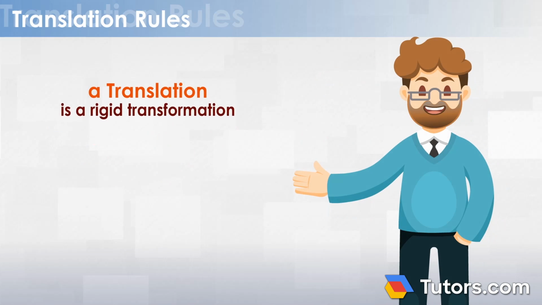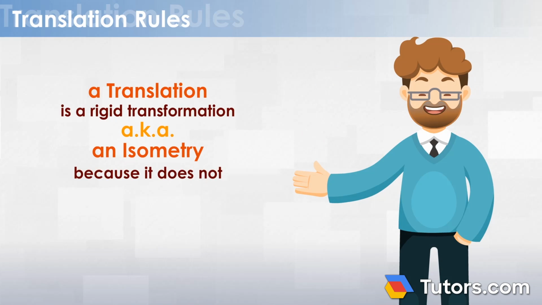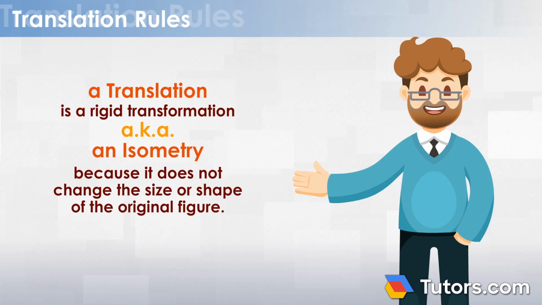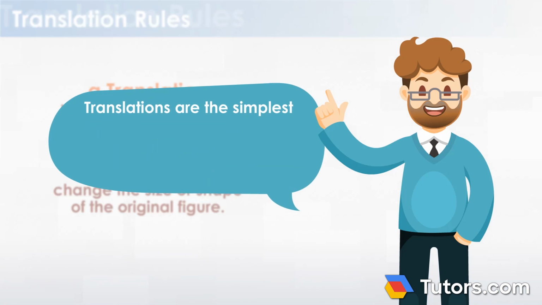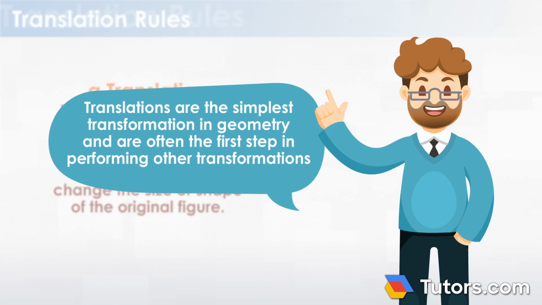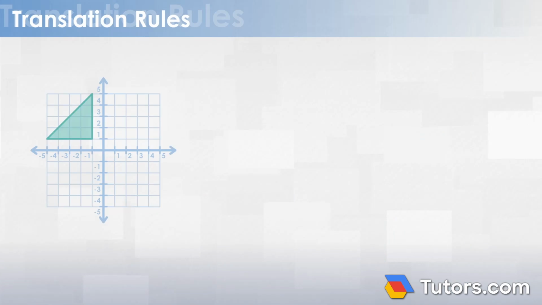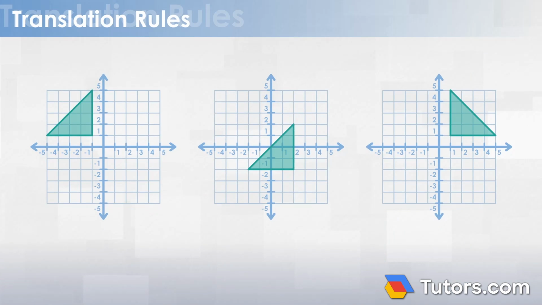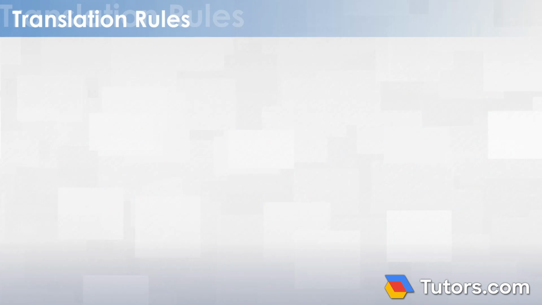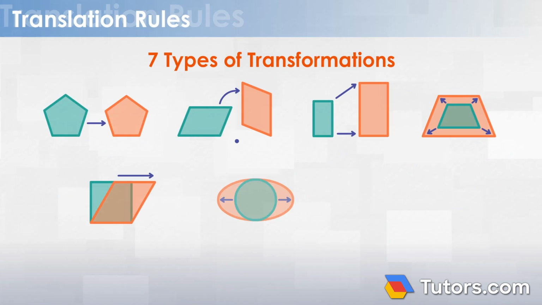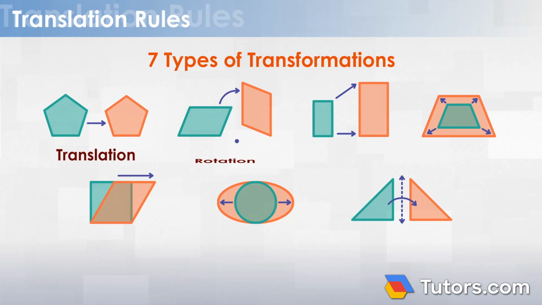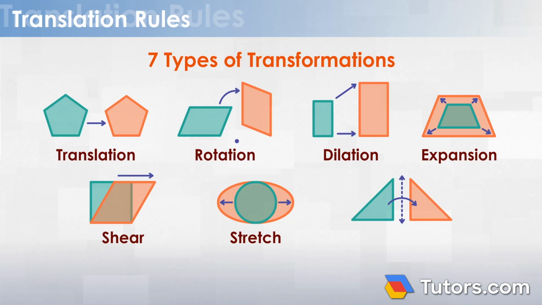A translation is a rigid transformation, aka an isometry, because it does not change the size or shape of the original figure. Translations are the simplest transformation in geometry and are often the first step in performing other transformations on a figure or shape. For example, you may find you want to translate and rotate a shape like this. You can perform 7 types of transformations on any shape or figure: translation, rotation, dilation, expansion, shear, stretch, and reflection.